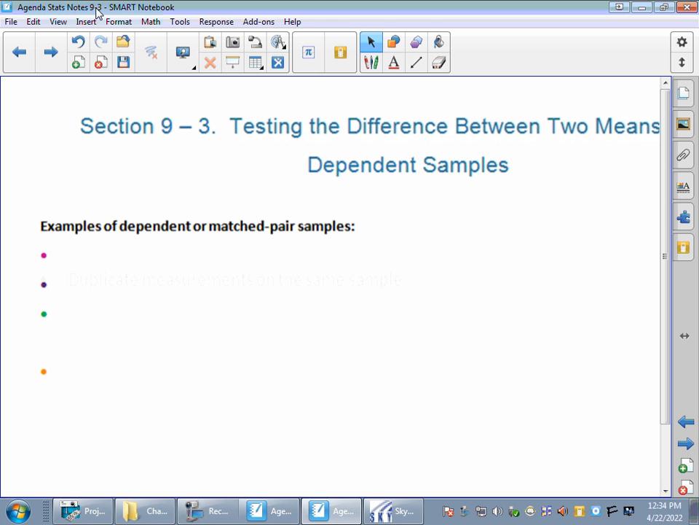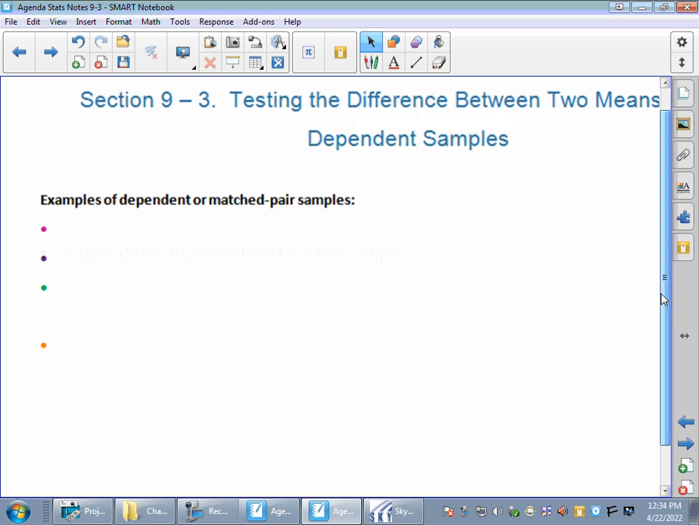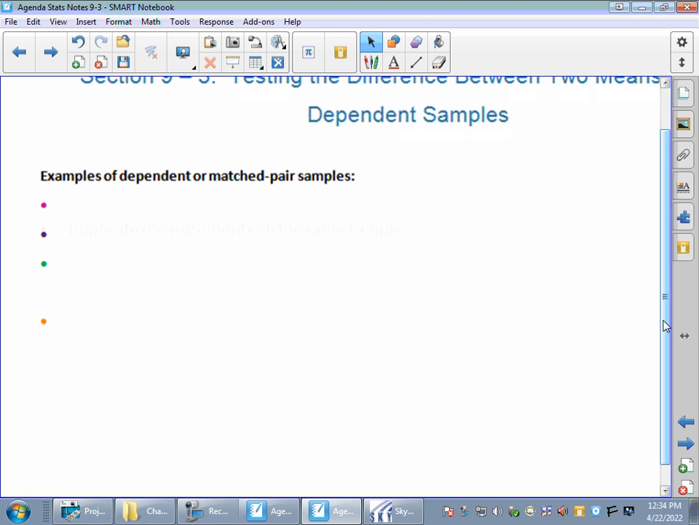So in chapter 9, we're hypothesis testing with two means so far. Next, section 9.3 is still testing the difference between two means, but we're looking at dependent samples. I warned you that in section 9.3 we were going to talk about that. So here are some examples of dependent or matched pair samples.